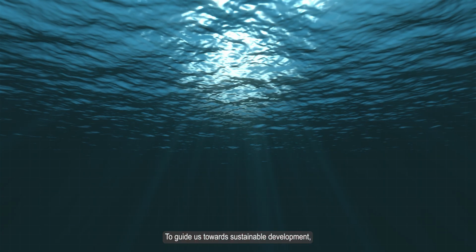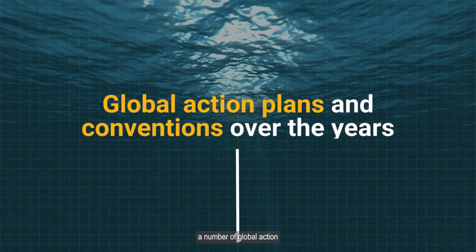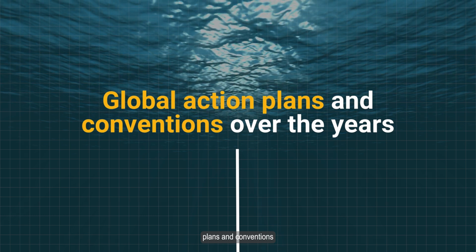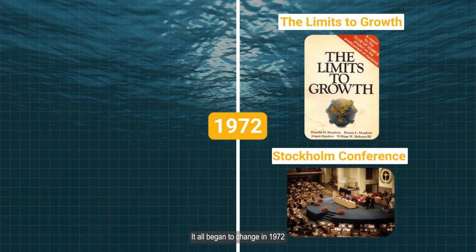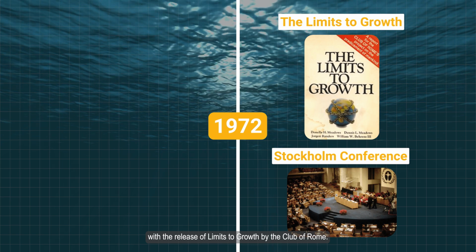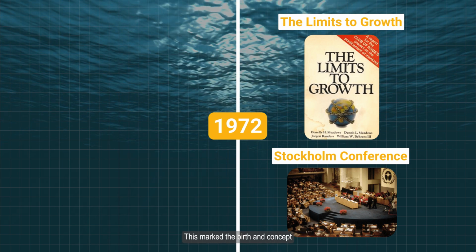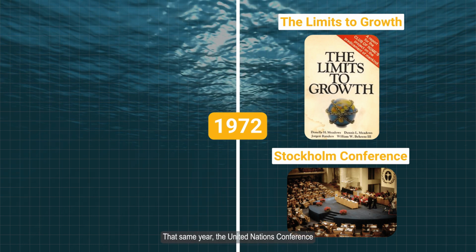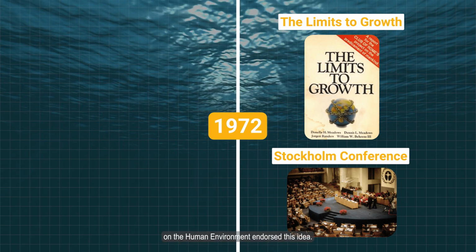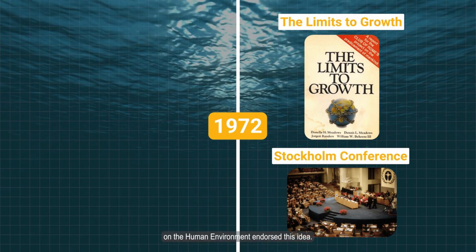To guide us towards sustainable development, a number of global action plans and conventions have been introduced over the years. It all began to change in 1972 with the release of Limits to Growth by the Club of Rome. This marked the birth and concept of sustainable development. That same year, the United Nations Conference on the Human Environment endorsed this idea.